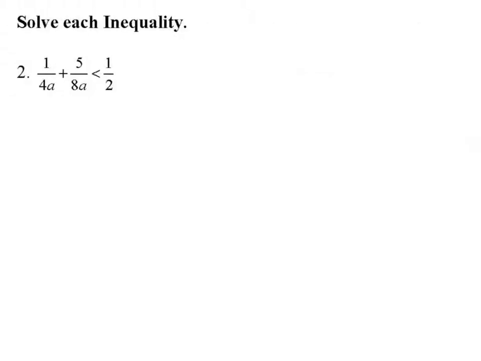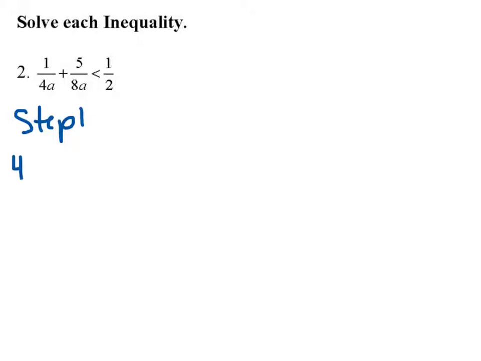Let's try that again in this example. We have the inequality such that 1 over 4a plus 5 over 8a is strictly less than 1/2. So remember, our first step is to state the values that would make our denominator equal to 0.